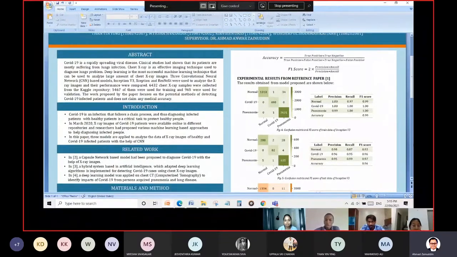All right, thank you. COVID-19 is a rapidly spreading disease, which not only affects humans, but also animals. The daily life of human beings, their health, and the economic state of the country are affected by the viral disease. A clinical study of COVID-19 patients has shown that these patients are mostly affected by a lung infection after coming in contact with the disease. Deep learning is the most successful technique of machine learning, which provides useful analysis for the study of a large amount of chest X-ray images that can critically impact the screening of COVID-19. This work only focuses on methods of classifying COVID-19 infected patients and does not claim any medical accuracy.